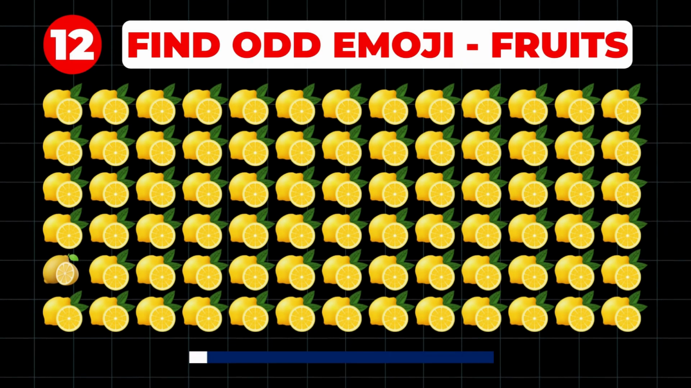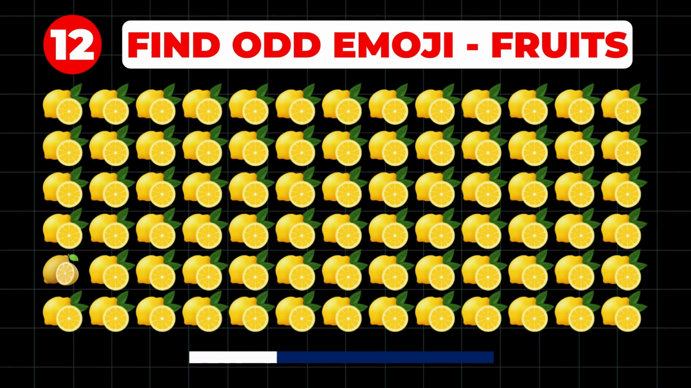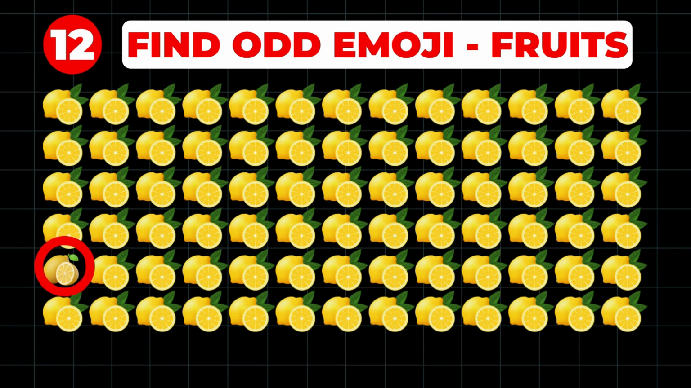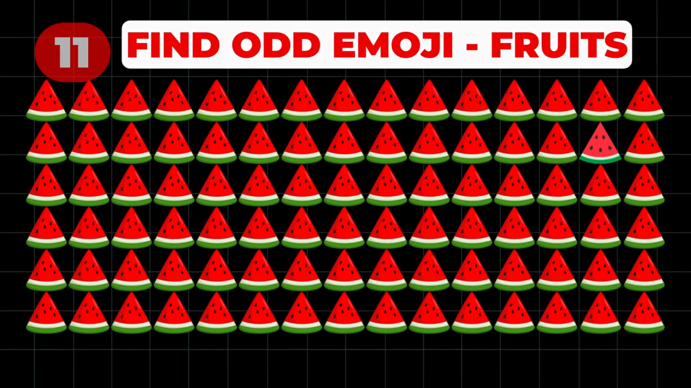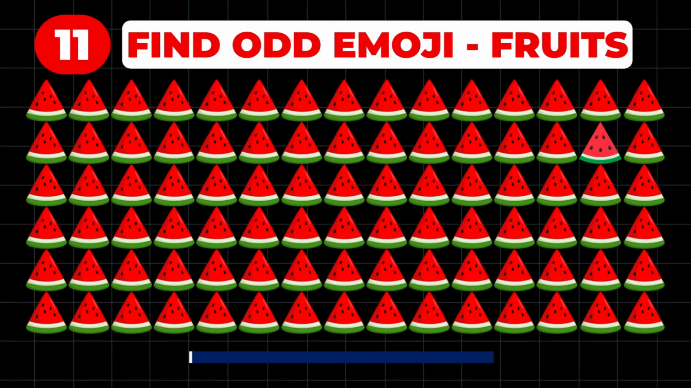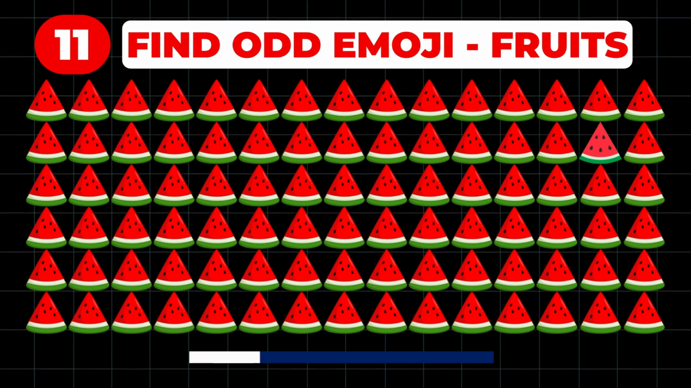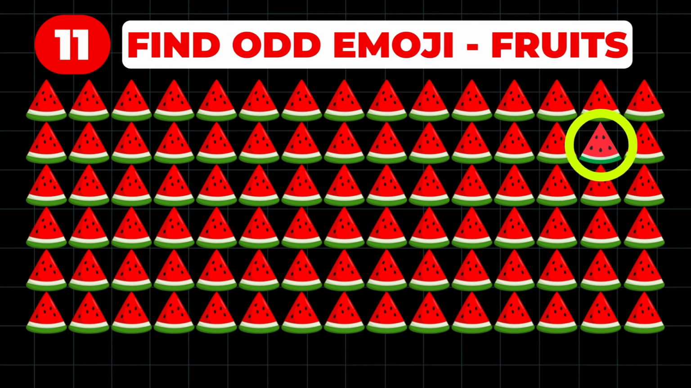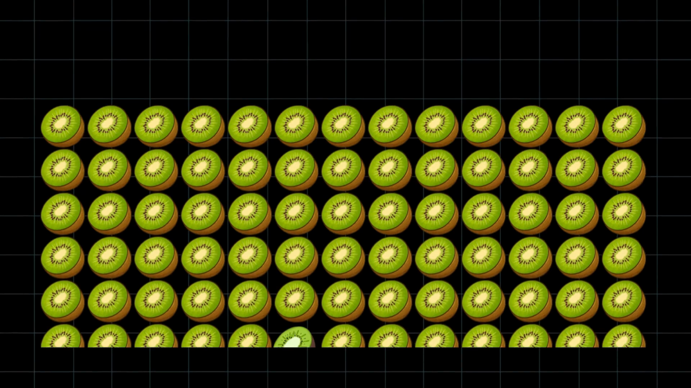You have to find out the odd lemon. This one has only one leaf. Number 11. Find the odd watermelon. This one has a dim color.